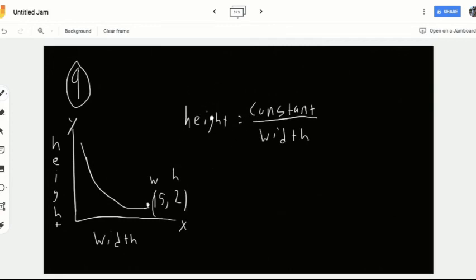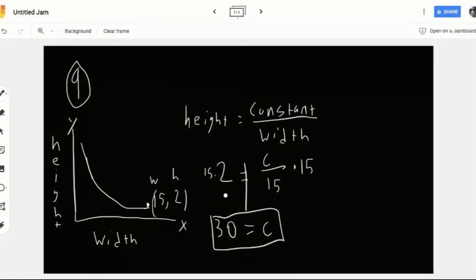So I just have to plug in. My height is 2. My constant, I still don't know. We'll call that c. My width is 15. So I'm solving for c. It's being divided by 15. To get rid of division, I must multiply. So we have 30 equals c. So my constant in this case is 30. So these problems, they give you the formula. They give you a bunch of ordered pairs that you can use, and you're just going to end up being a plug and chug.